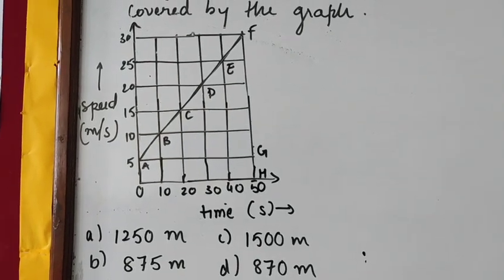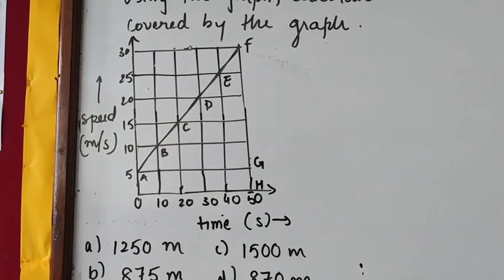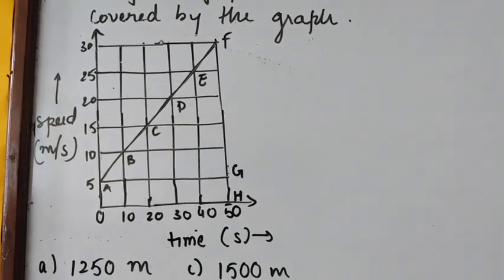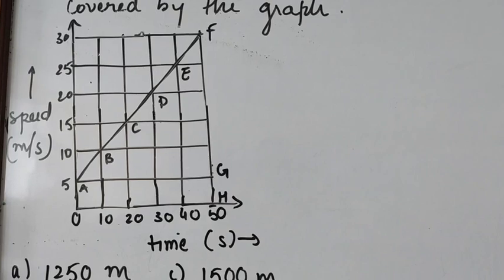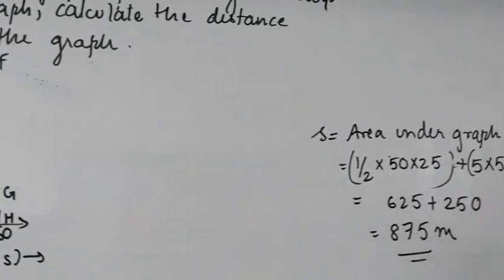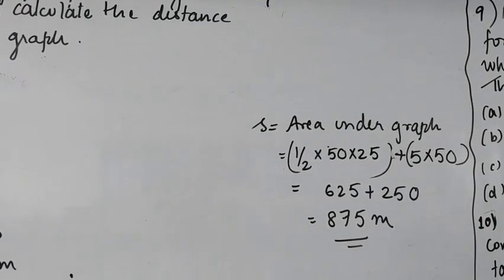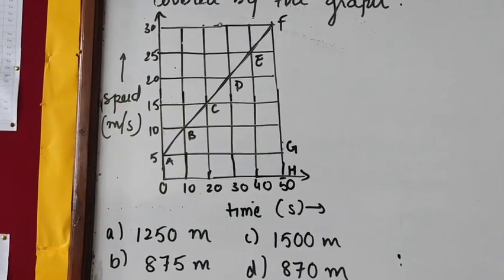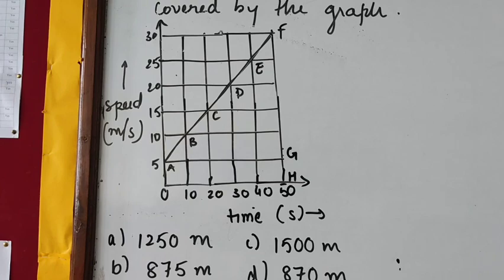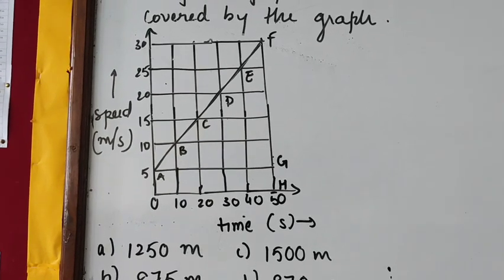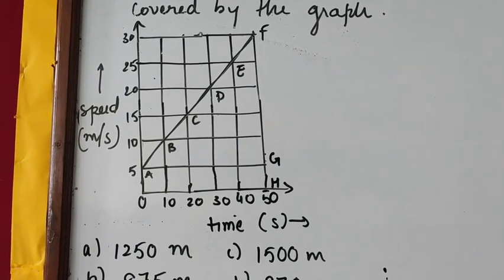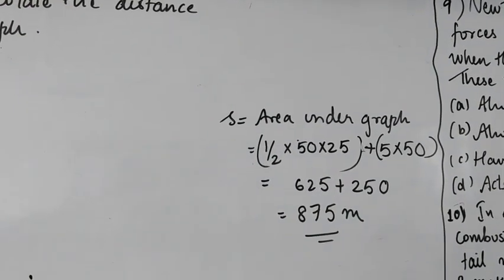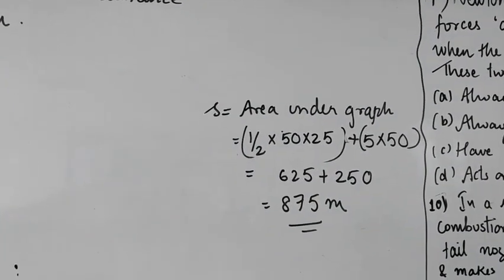OAFH. So let us calculate the area of the triangle and the area of the rectangle. We know that the area of a triangle is half into base into height, that is half into AG into GF. So S is the area under the graph, area of triangle plus area of rectangle. What is AG here? 50 minus 0, 50, and FG is 30 minus 5, 25. So half into 50 into 25 will give us the area of the triangle, plus 5 into 50.